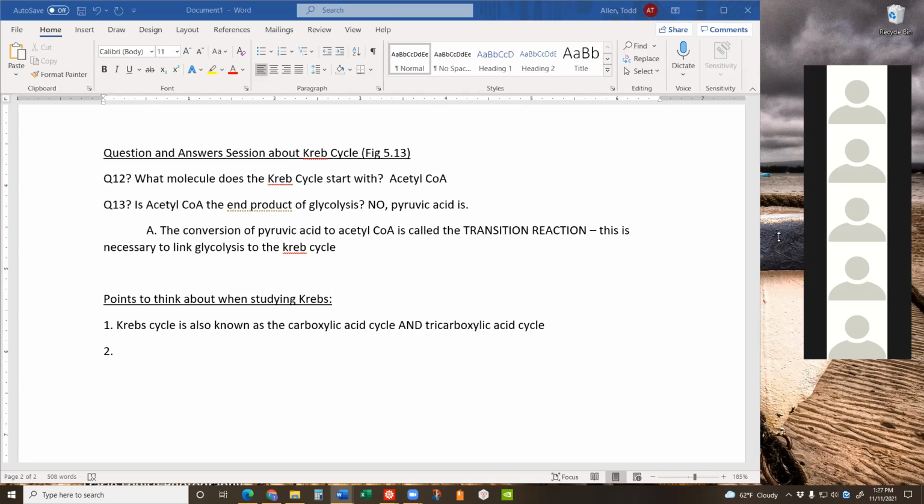And let me say, I know students always think teachers are trying to trick them. I'm not trying to trick you, gang. Honestly, I'm not. But the answer is 2. It's not 1, it's not 36. Notice the question says, how many net ATP are made by the Krebs cycle per glucose?